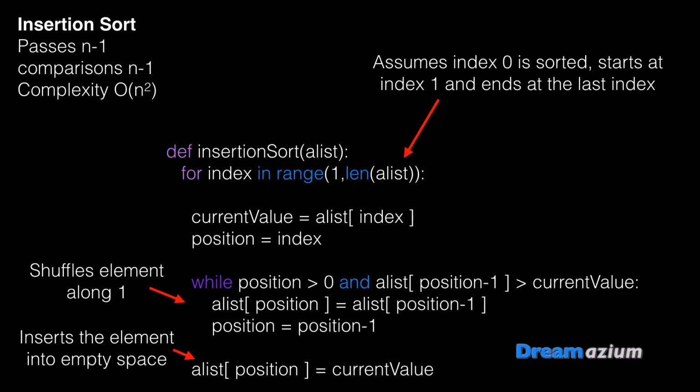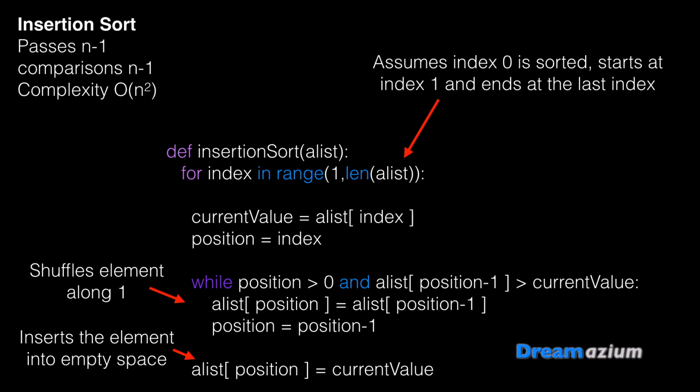Insertion sort. This has passes of n-1, which means that the list will be decreasing by 1 each time. This is the search list that will be decreasing. The comparisons that will be made will also be n-1, because each time we go through the list, we make one less comparison. Its complexity, however, is still n squared. The number of swaps in the worst case scenario will be 1 swap per pass.